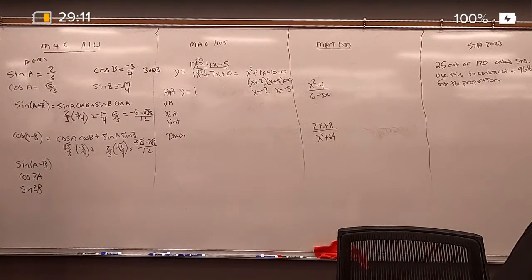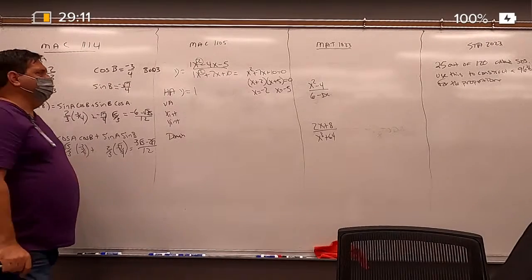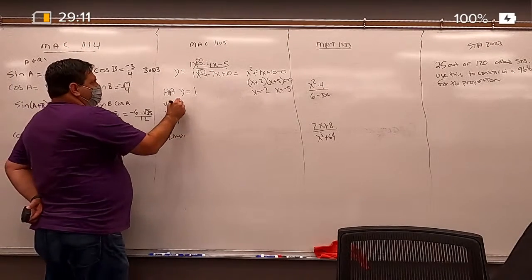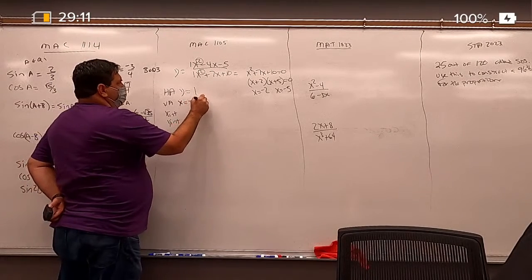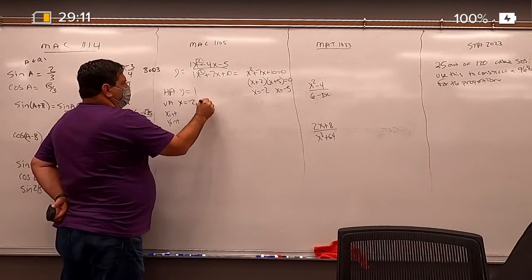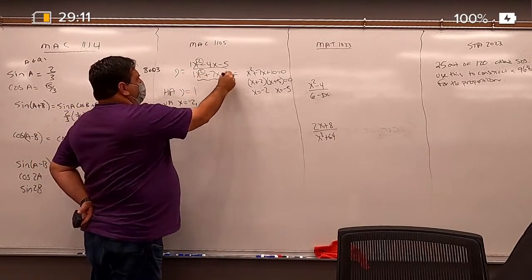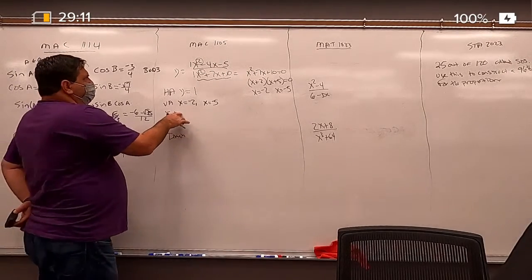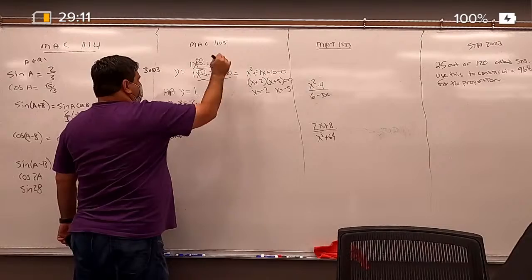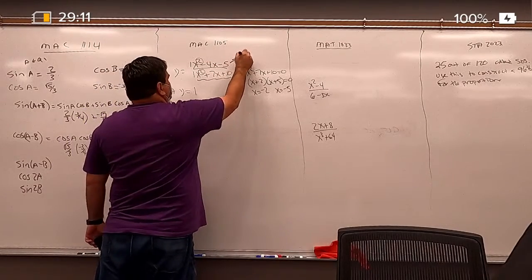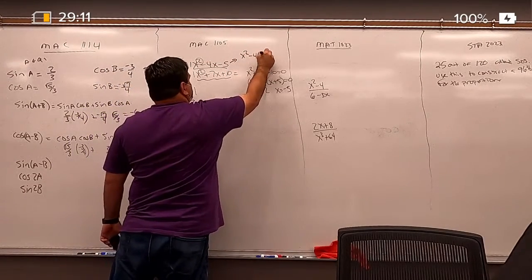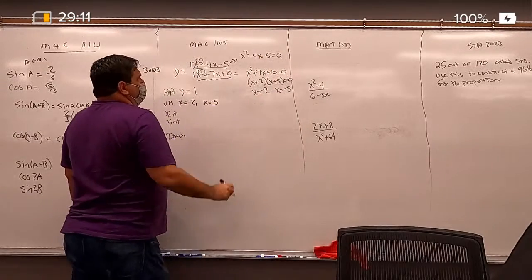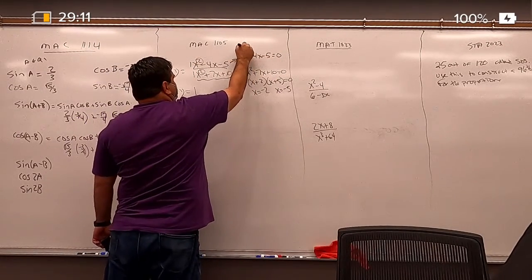Oh, for the vertical one? For the vertical, you set the bottom equal to 0. Set this bottom part equal to 0. Okay? For the x-intercept, the top is equal to 0. So you're setting the top part equal to 0. That factors to x minus 5, x plus 1.